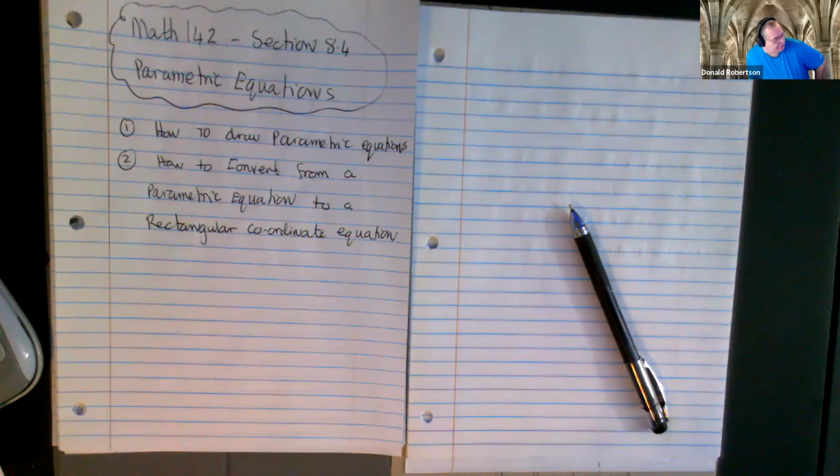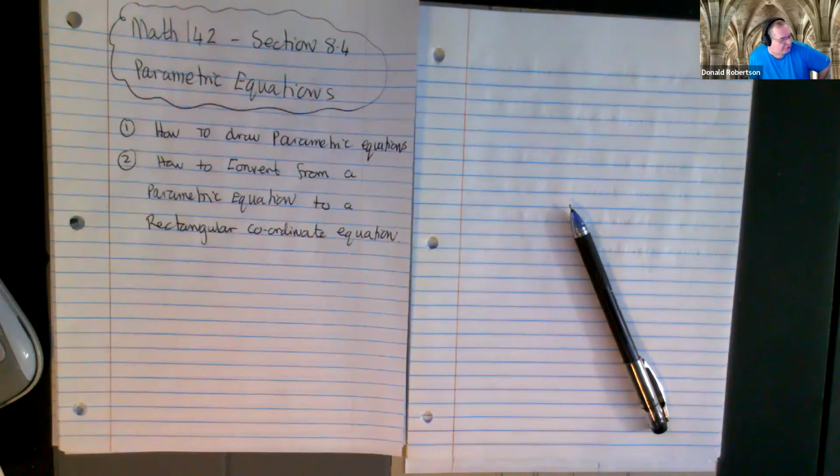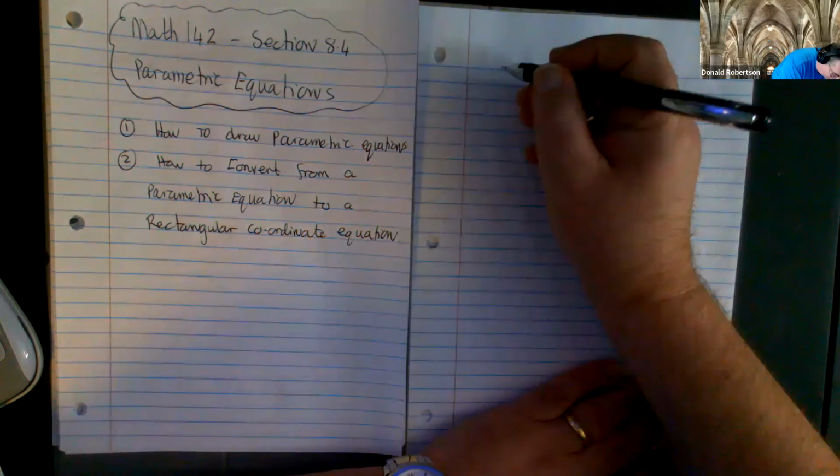We talked about vectors, but I overlooked something, so let's fill in the gap. We're going to look at what's called parametric equations today. Parametric equations are another way of drawing a graph, but we're not going to use polar r and theta. This is what a parametric equation looks like.